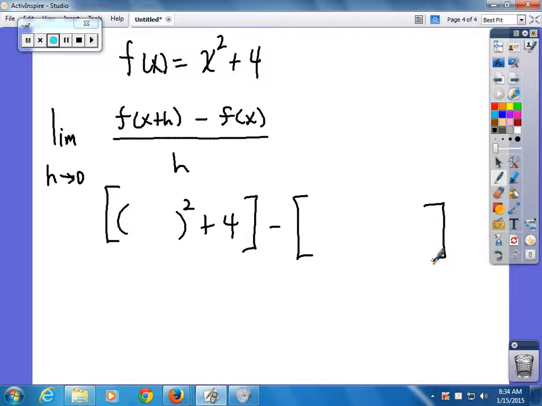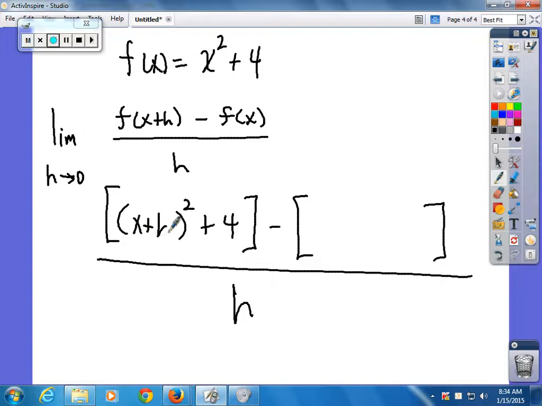All right. Over h. And what do we do when we do f of x plus h? What do we plug in here? X plus h, Hubert. That's right, class. And then what goes here? F of x. X squared plus 4.